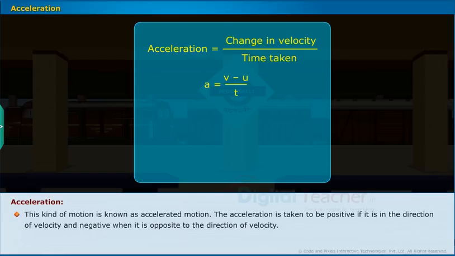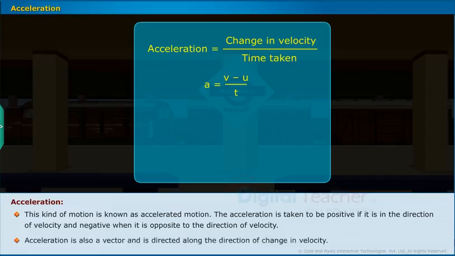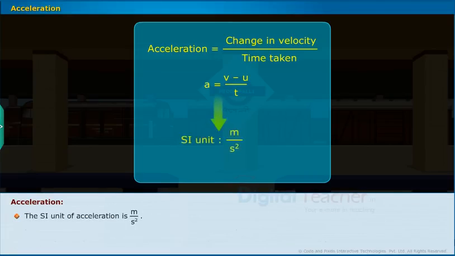This kind of motion is known as accelerated motion. The acceleration is taken to be positive if it is in the direction of velocity and negative when it is opposite to the direction of velocity. Acceleration is also a vector and is directed along the direction of change in velocity. The SI unit of acceleration is meter per second squared.